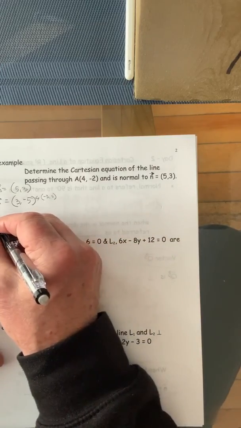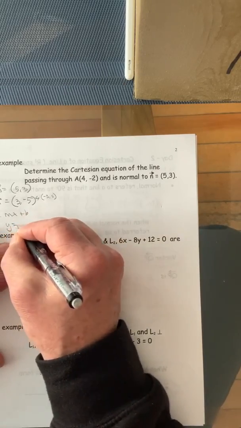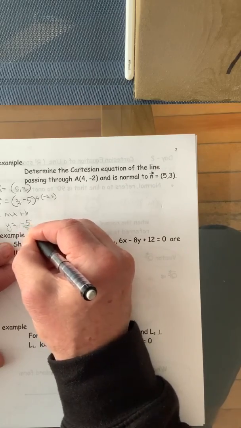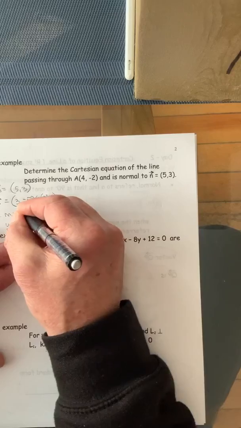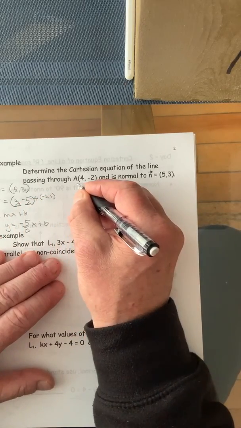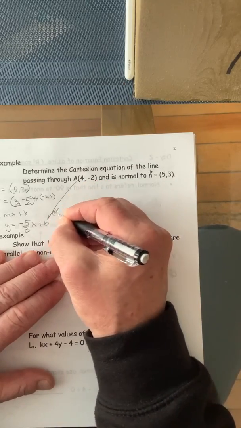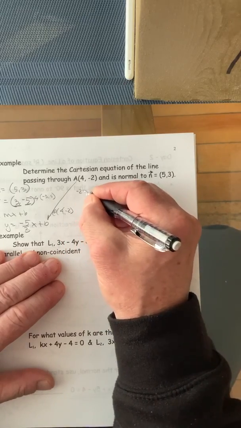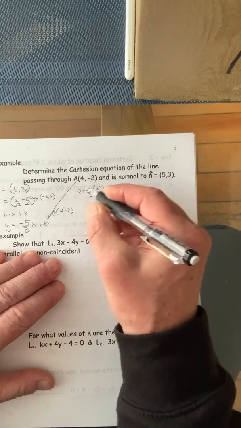That means y equals mx plus b. Y equals negative 5 over 3 x plus b. Rise over run. I'm going to take one of these points. I don't really care which one. I'm going to use (4, negative 2). Negative 2 equals negative 5 over 3 times 4 plus b.